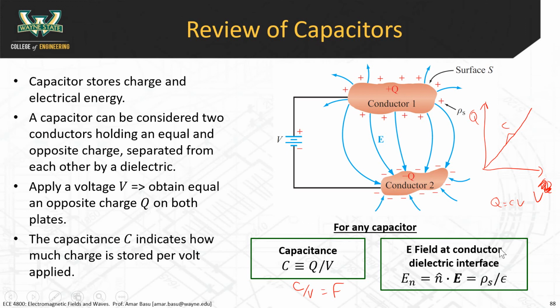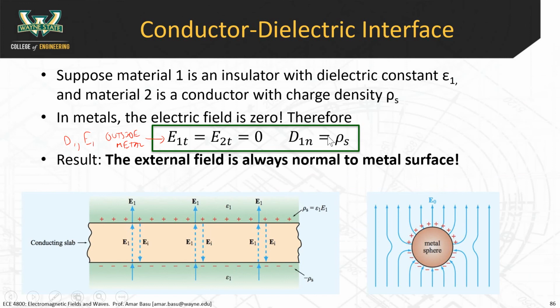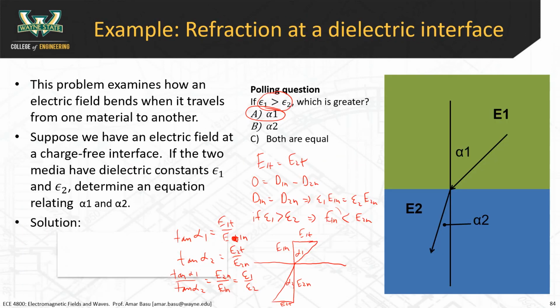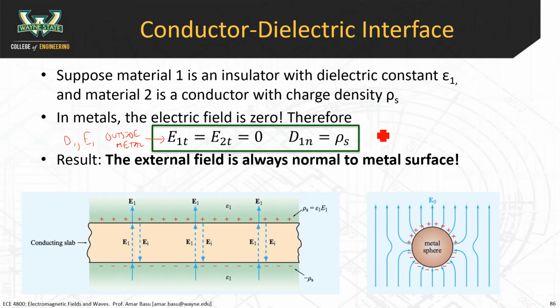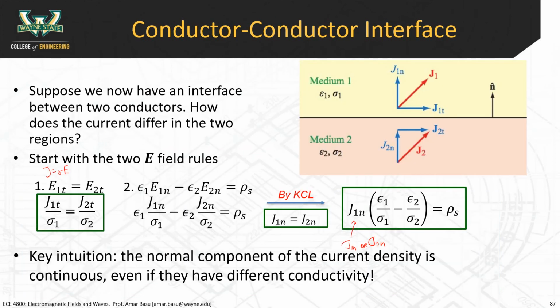As we found for the electric field at a conductor-dielectric interface, the normal component of the field is equal to rho s divided by epsilon. This is true for any capacitor. We looked at this two slides earlier, when we have this rule, D1n is equal to rho sub s. So epsilon times E1n is equal to rho sub s, in the dielectric material. And that's the rule we have here.